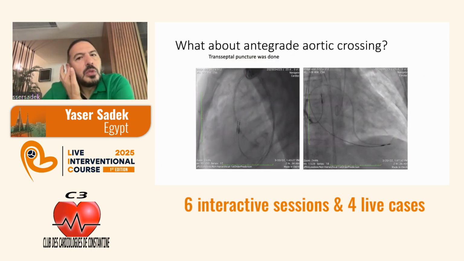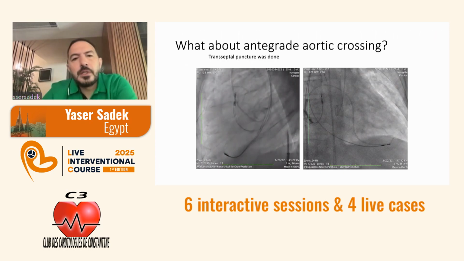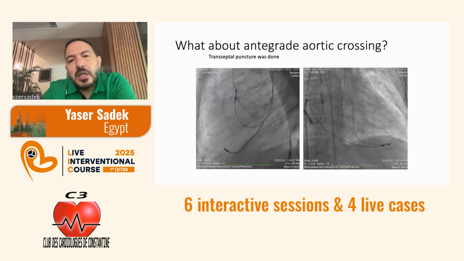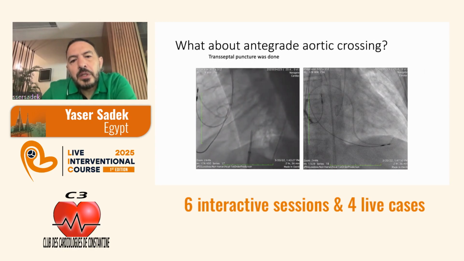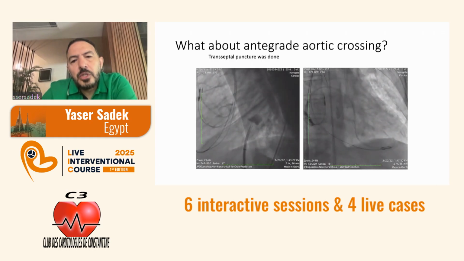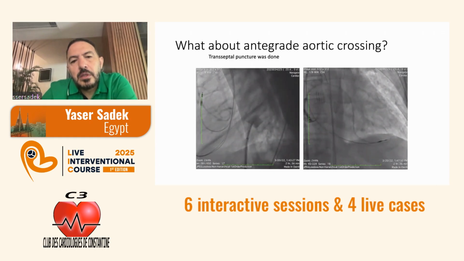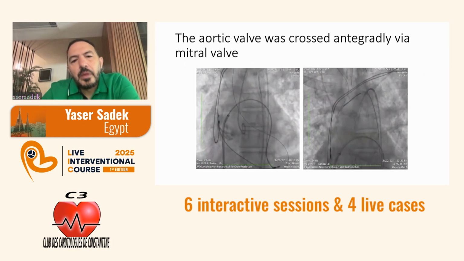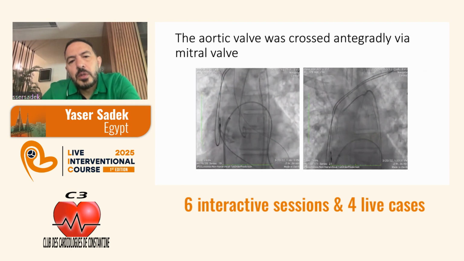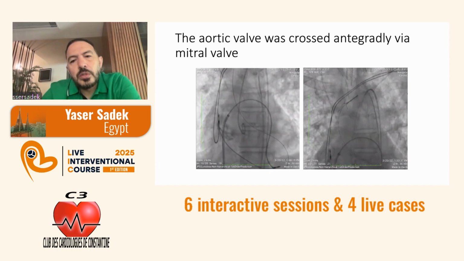So how to solve this? I thought that I could cross this valve antegradely via transvenous septal puncture, and you can appreciate here this is the interatrial septal puncture. After I crossed from the left atrium to the LV, the valve was crossed. You can appreciate here the wire crossed very easily.